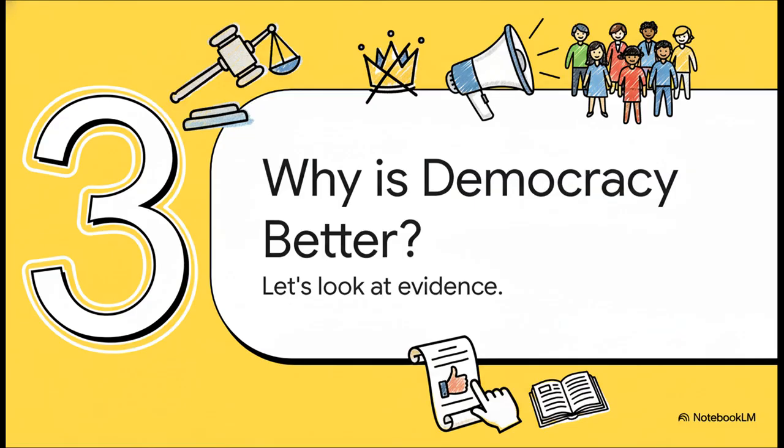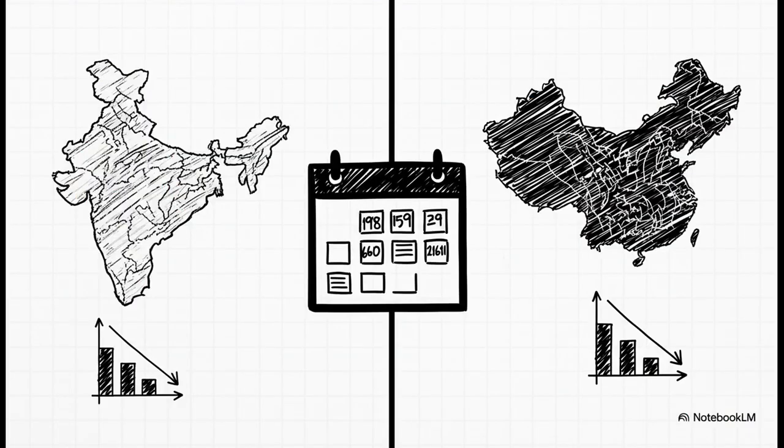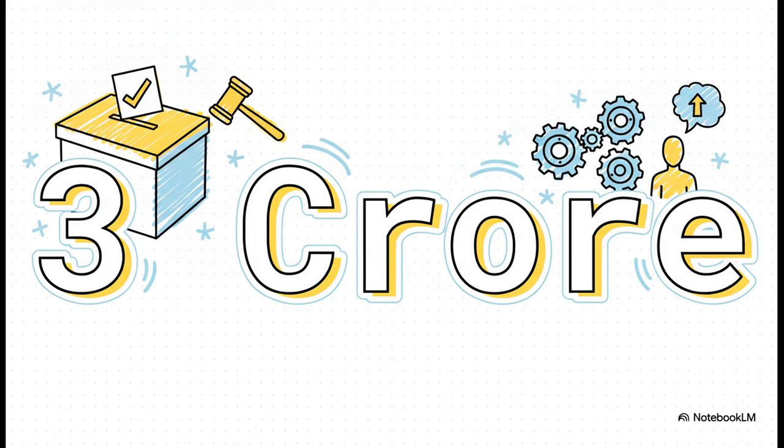Let's have a look. Let's travel back in time. The years are between 1958 and 1961. We have two huge neighboring countries, India and China. Both were facing tough economic times, but what happened next in each country was dramatically different. During those years, China had the worst recorded famine in world history. Almost 3 crore people died. 3 crore. Can you imagine?